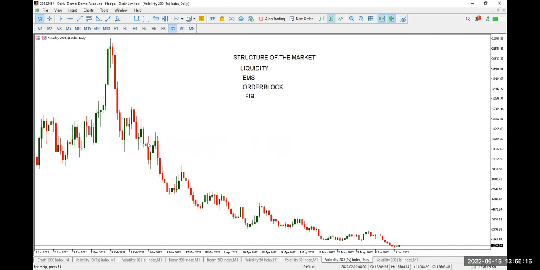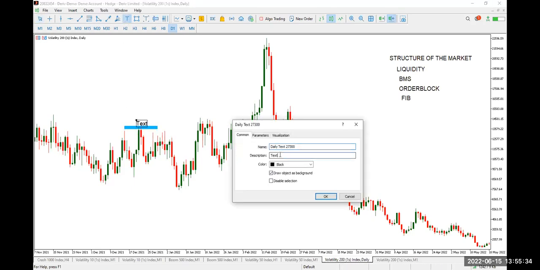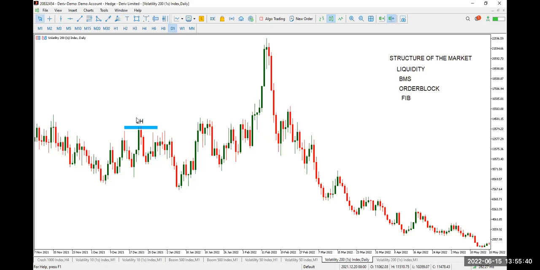We start from here. So what was the market doing? Here, this market was coming down from the upside. Let's say this place here is our lower high. So that we know where the market break of structure is, our lower high.